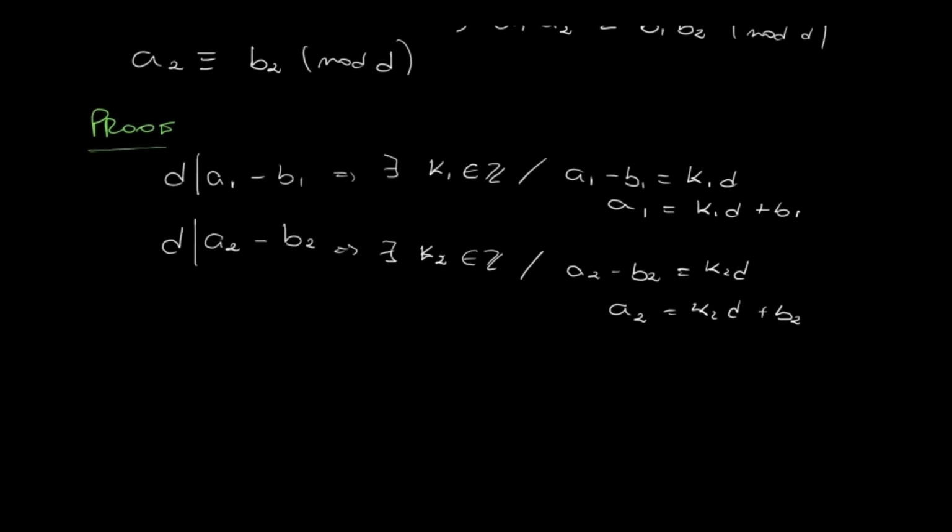Let's now write the product a1 times a2. a1 is k1 d plus b1.